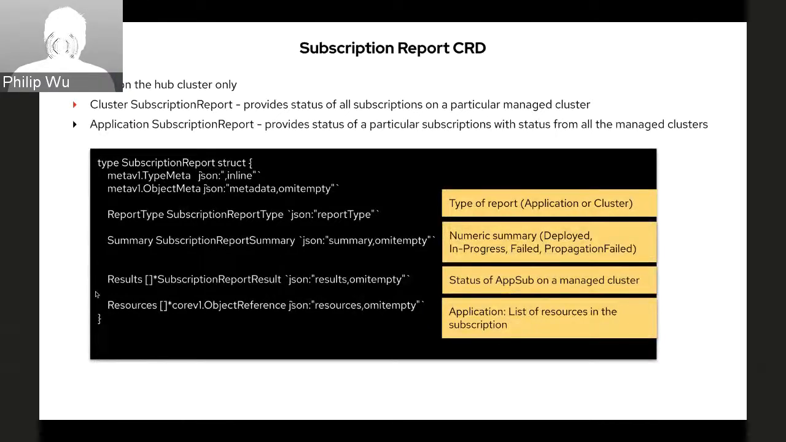So next we have the subscription report CRD. It exists on the hub only. And there are two types of subscription reports. There's the cluster and the application.